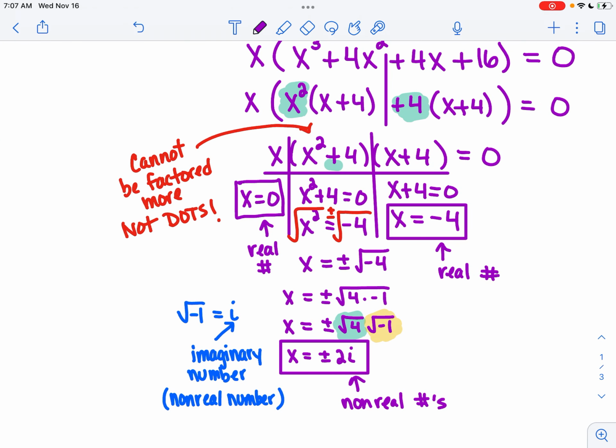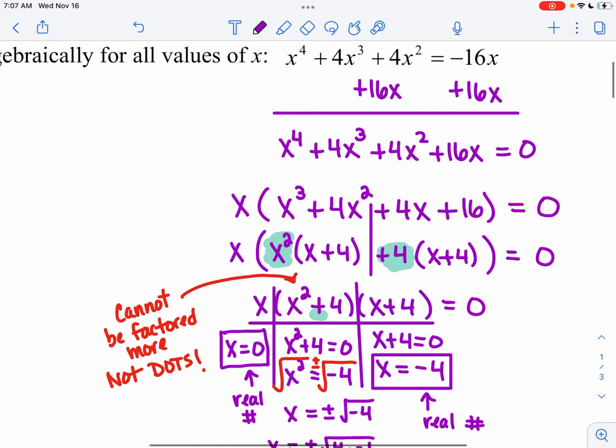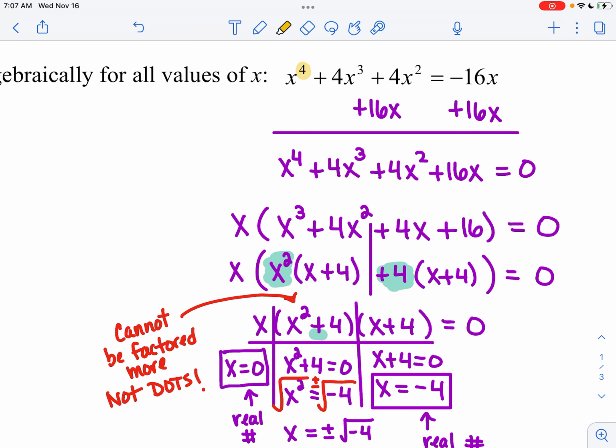Now let's count up our answers. We have 4 in total, right? 2 real, 2 non-real. And if we go back to the degree of this polynomial, that should make sense. Because it's a 4th degree polynomial, we should have 4 answers.